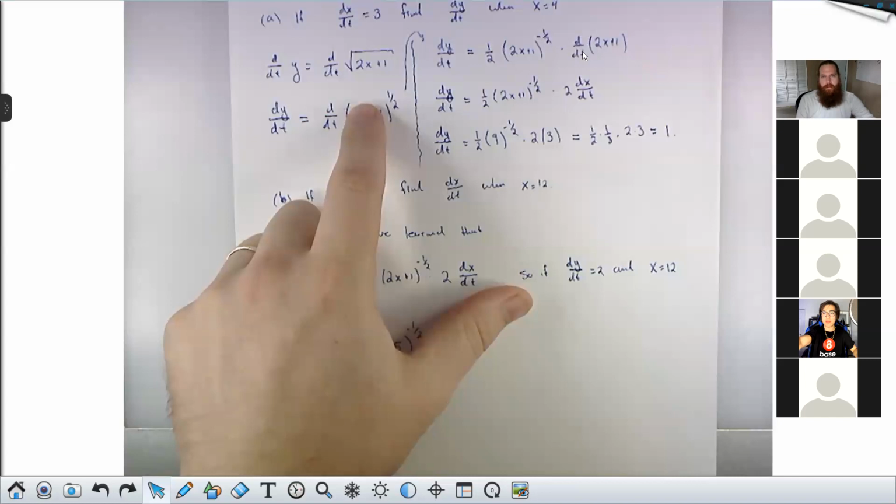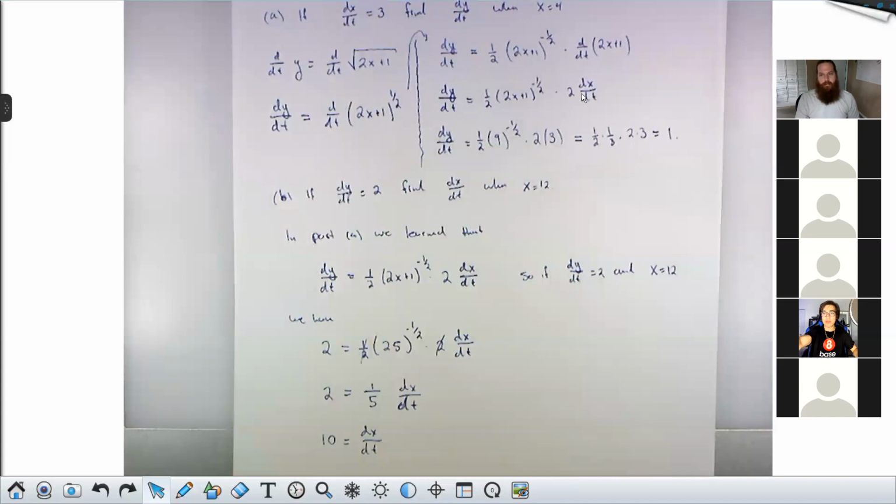The derivative d/dt of 2x plus 1 is 2 times dx/dt. So the plus 1 differentiates to 0. The 2 stays attached to the x piece, and the x piece turns into dx/dt. Got it. Thank you.